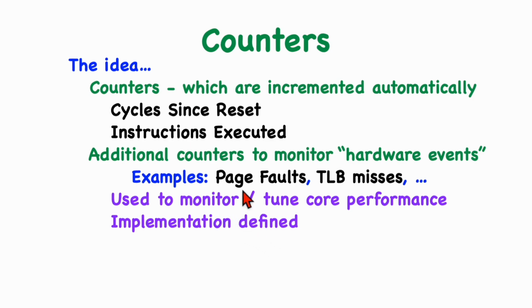As examples, we might want to count the number of page fault exceptions that have occurred, or we might want to count the number of translation look-aside buffer misses. Things like this would be important to know and to measure in order to tune things, either to tune the core implementation itself or to tune the code running on the core in order to give the best performance.